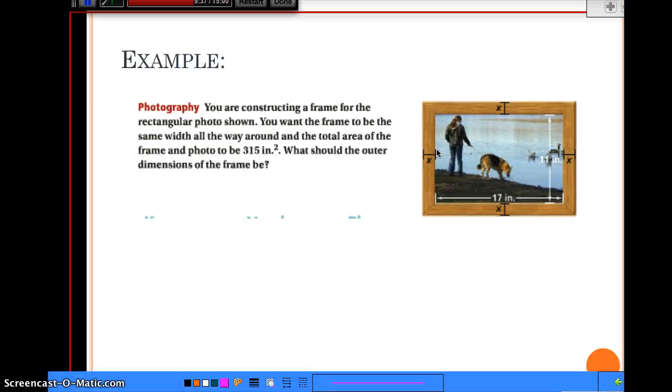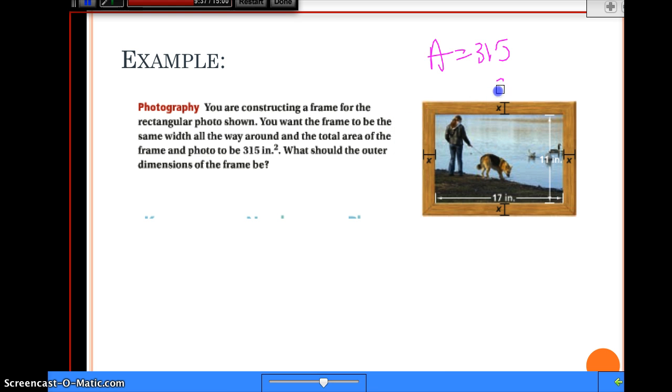This one says you are constructing a frame for the rectangular photo shown. You want the frame to be the same width all the way around and the total area of the frame to be 315 inches squared. What should the outer dimensions of the frame be? So they want to know, what does this have to be out here? This and this. Well, we know that the area is the length times the width.